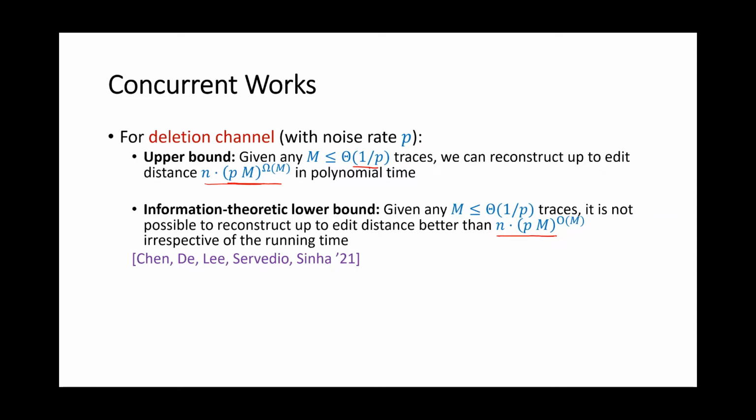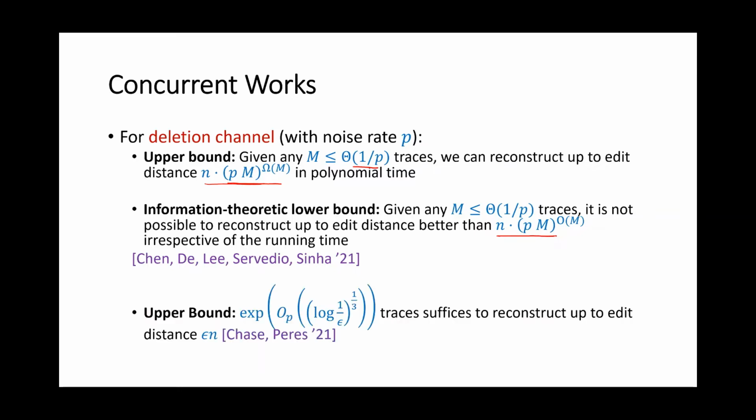Also, in another concurrent work, Hayes and Perez show that if we want to achieve edit distance epsilon n, then exponential in order log 1 over epsilon whole to the power 1 by 3 traces are sufficient.